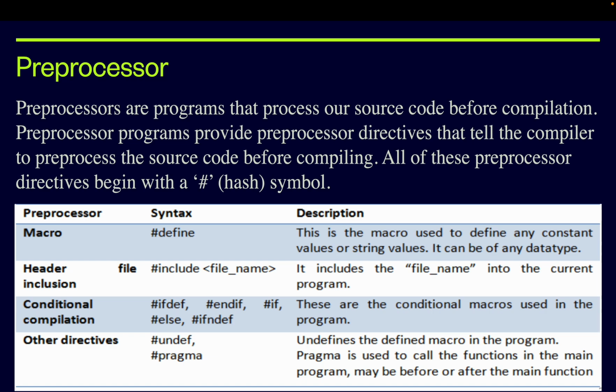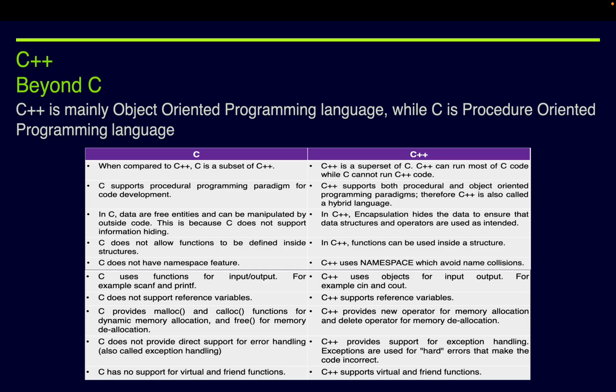We have also used macros. Macros are used to define a constant value or string value. It can be of any data type. Then we have header file inclusion. It includes the file whose name we have used, that is stdio.h or conio.h or math.h or something else. It will include that into the current program. In a similar way, we have conditional compilation and other directives.